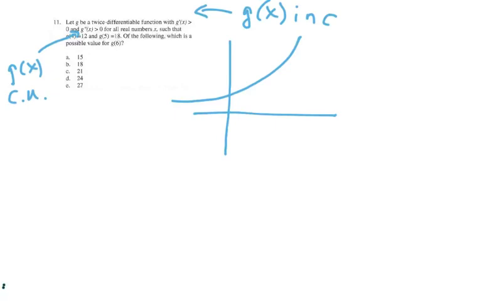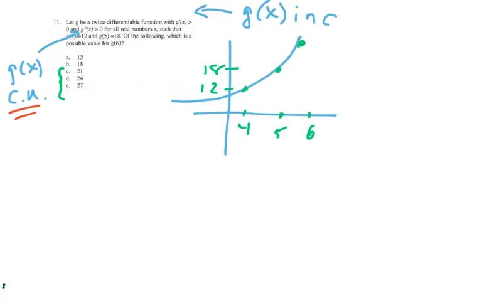Now they tell us that g of 4 is 12, and g of 5 is 18. And I want to know which one could be a possibility for g of 6. Now, C, D, and E are all answers that are above 18. Because I'm an increasing function, it would make sense that g of 6 has to be larger than 18. However, the big thing here is the fact that we are concave up. That's what's really going to narrow this down.